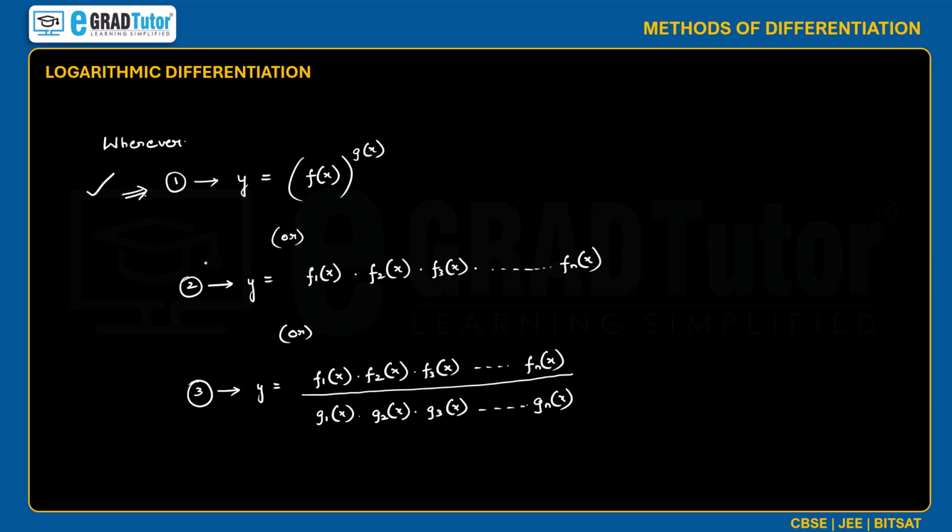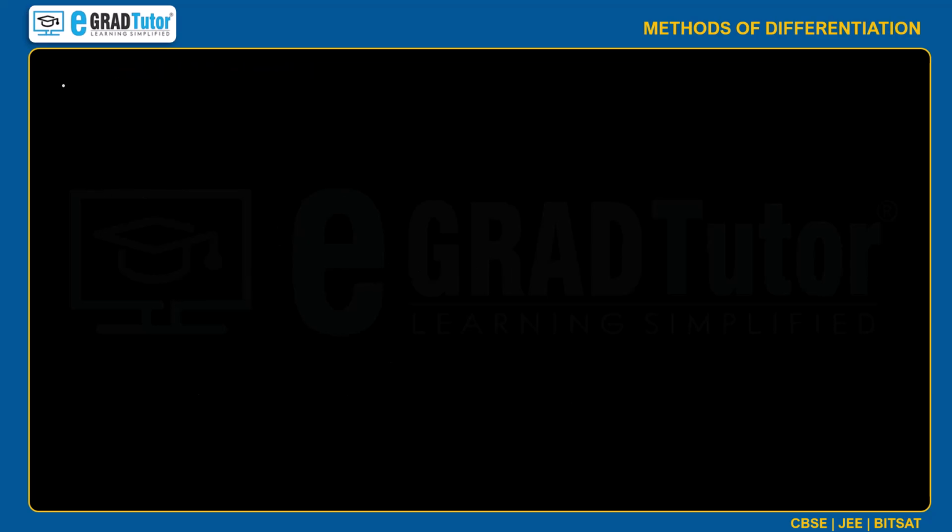Now let's see how to use logarithmic differentiation on the second model. In this form of a function, y is equal to f1 of x into f2 of x into f3 of x, so on, into fn of x, where f1, f2, f3, they're all functions of x. That's how we have represented them. Now, how do you differentiate this particular function? How do you get dy by dx here? Simply apply log on both sides.